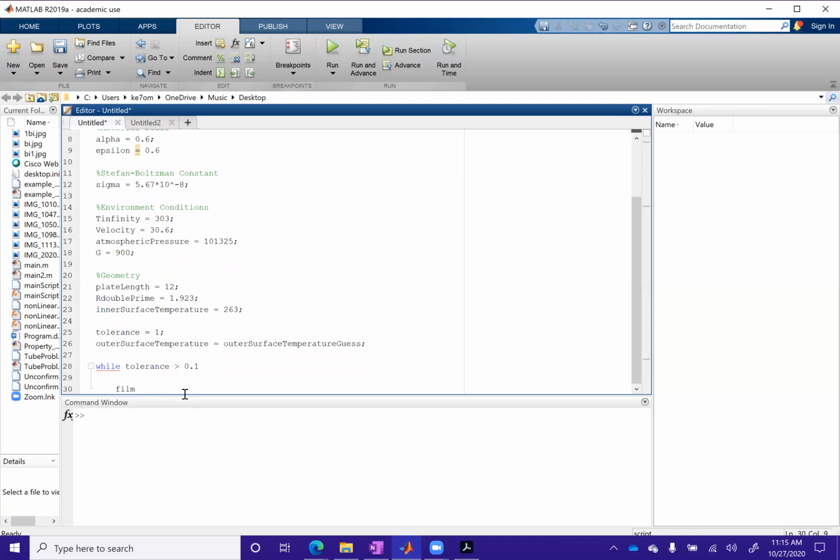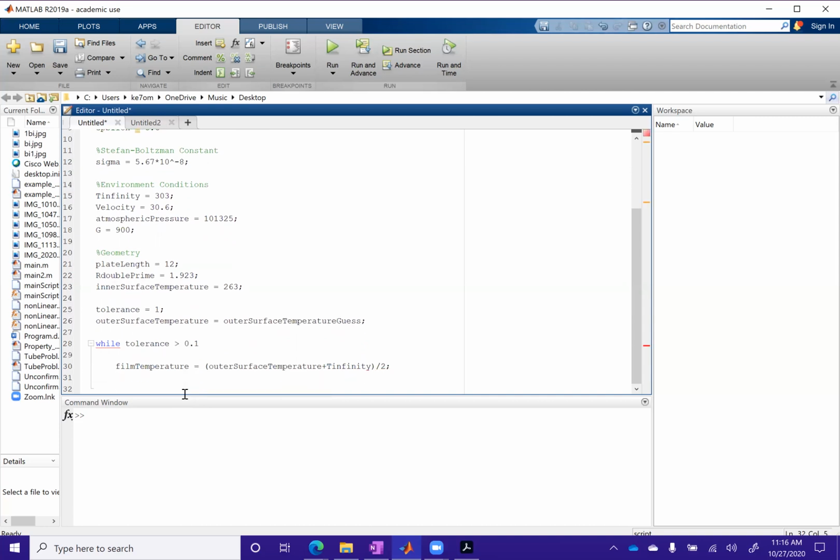So my first step is to calculate the film temperature, which is going to be the outer surface temperature plus the infinity divided by 2. Okay, the next step is to calculate Reynolds number, right? So I'd say my Reynolds number is equal to my density times my velocity times plate length divided by dynamic viscosity.